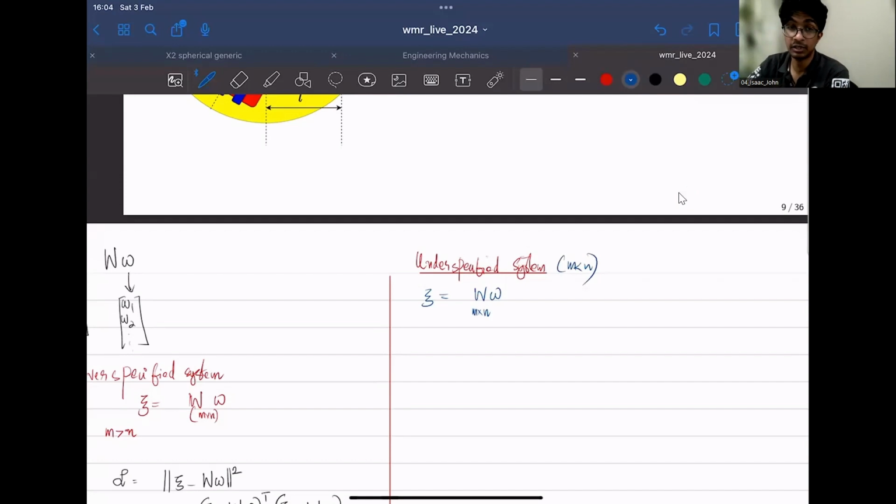But if omega is actually more than 3, if there are 4 wheels or more than 4 wheels, then obviously the system would be underspecified. So you will only have fewer equations than the number of unknowns. You have more unknowns than the number of equations. So what could be the implication of that? You can have multiple solutions. Earlier, if all the systems are dependent, you may not even have any solution. But here, since the number of variables is more than the number of equations, you can have multiple solutions.